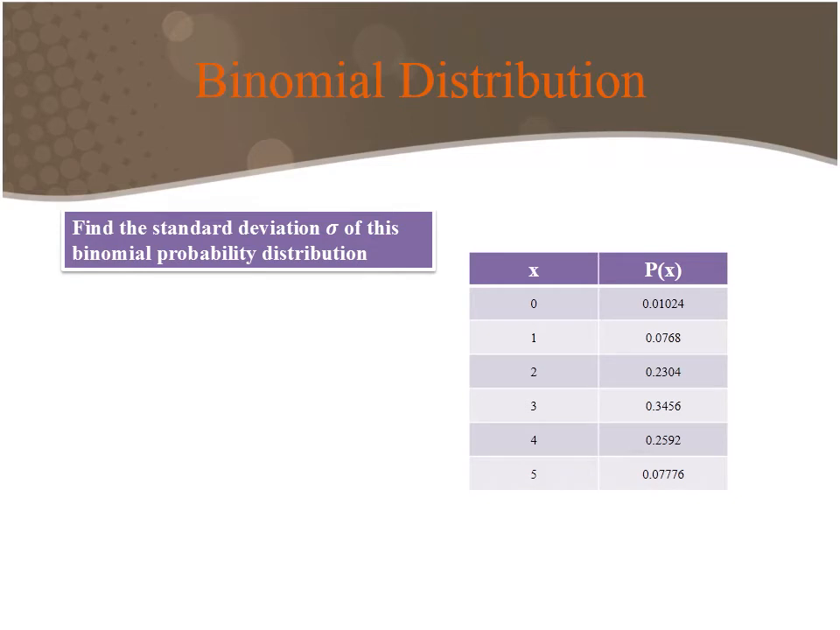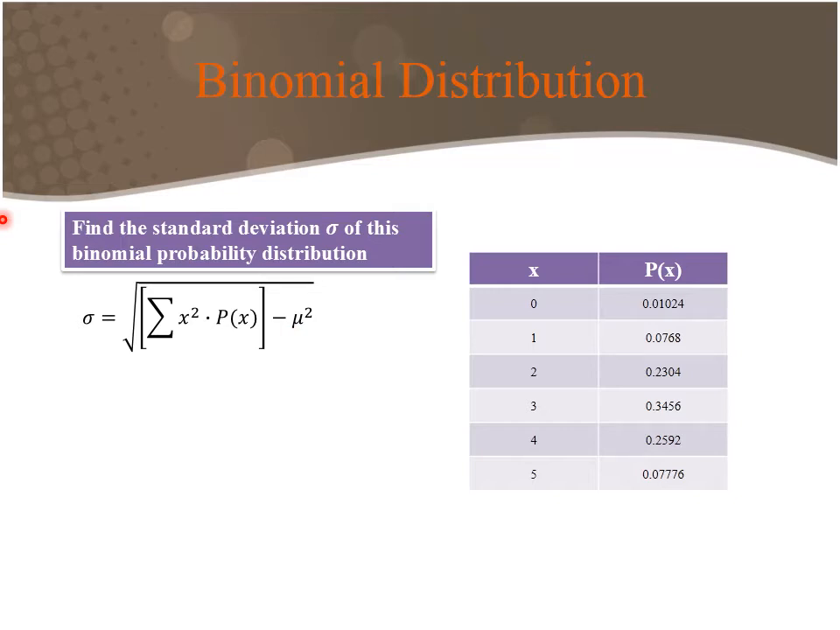Now we'll find the standard deviation of this binomial probability distribution. So if you recall, we had 2 different formulas that we could use for the standard deviation of a probability distribution. I'll focus on this one mostly during the semester. That is, the standard deviation equals the square root of the sum of x squared times P(x), minus the mean squared.